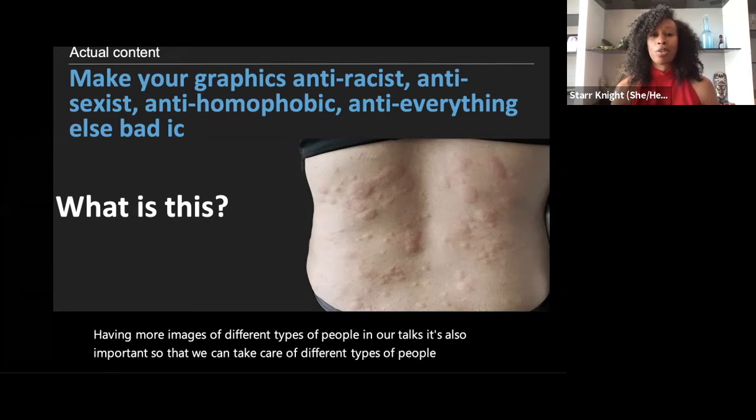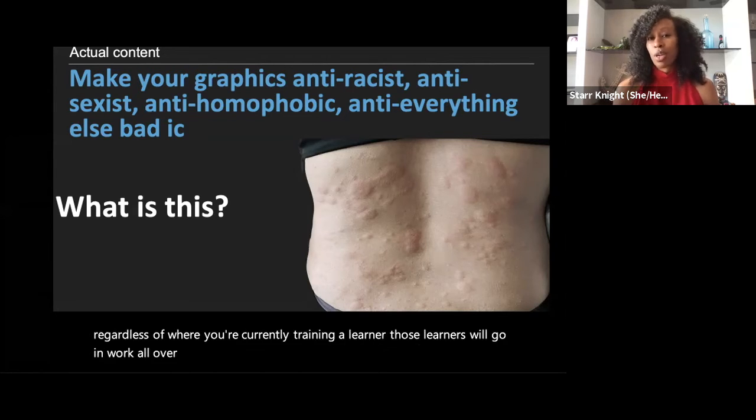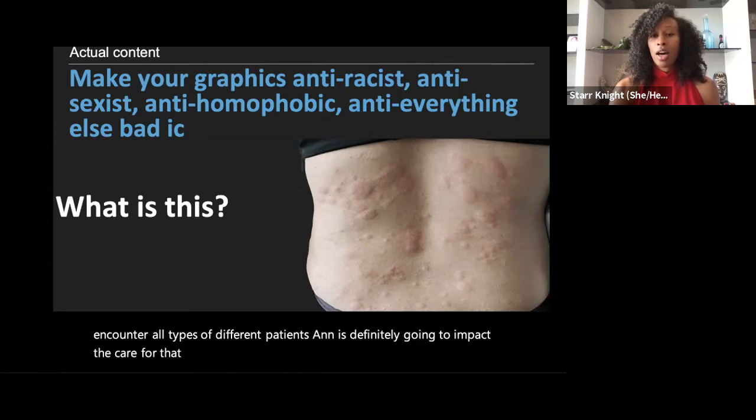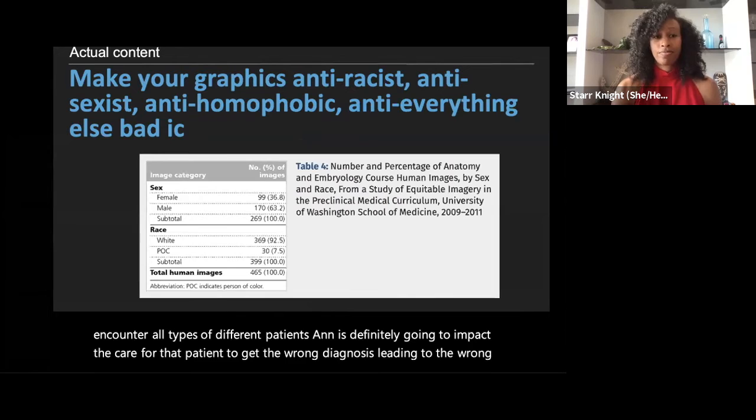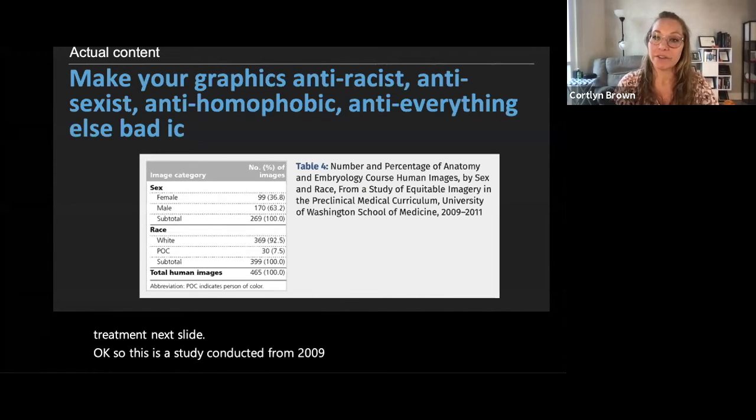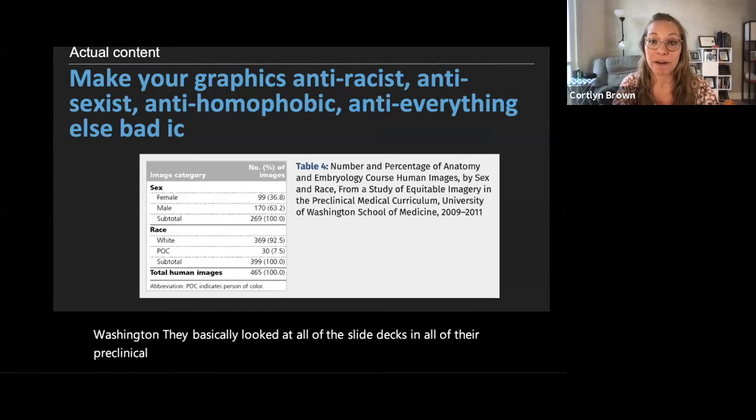Regardless of where you're currently training a learner, those learners will go and work all over the country and all over the globe and encounter all types of different patients. It is definitely going to impact the care for that patient to get the wrong diagnosis, leading to the wrong treatment. Next slide. This is a study conducted from 2009 to 2011 at the University of Washington. They looked at all of the slide decks in all of their preclinical courses, and found that about 40% were female, 60% were male, and about 80% were white people.